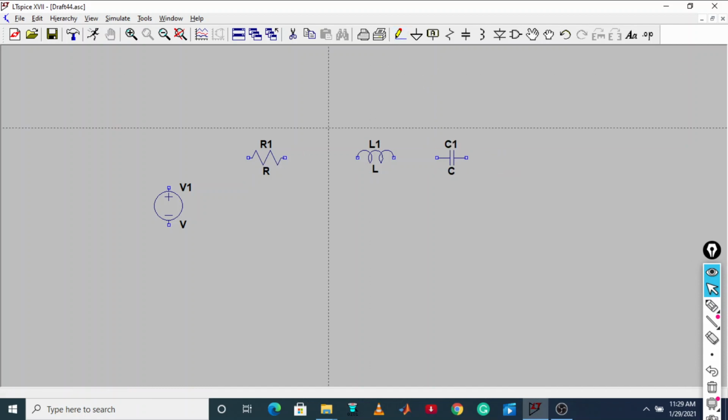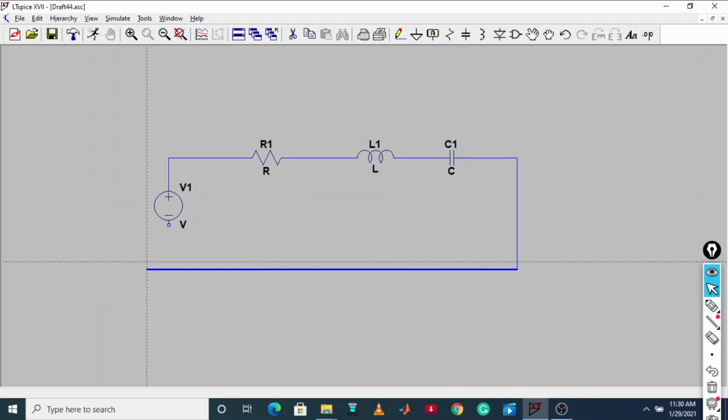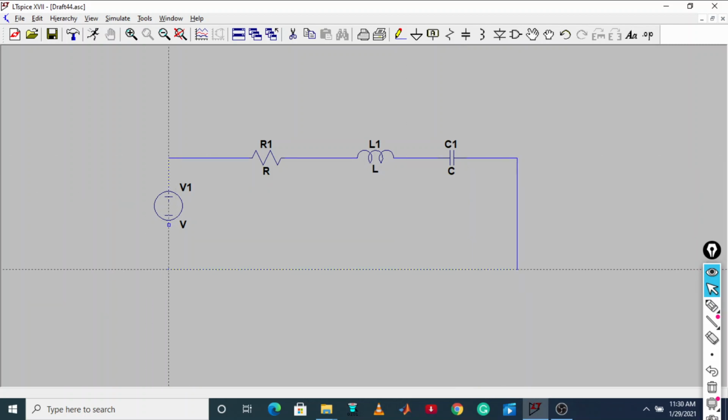Now we are going to connect them with wire. This is the wire we are using to make the connection. Now from R to L, from L to C, and from C to your source. Now this is the connection that we have done, but we need to provide the ground. So from here we will take the ground and put it over here, and then connect it with the wire. Now this is your complete circuit.